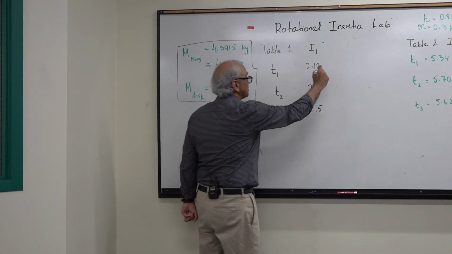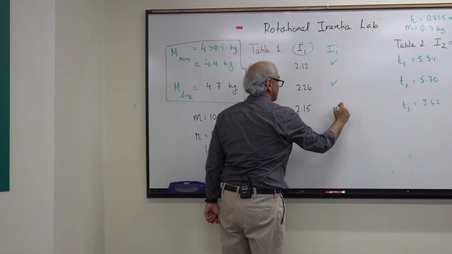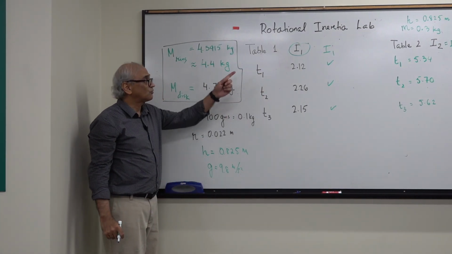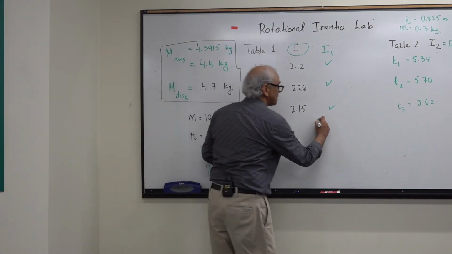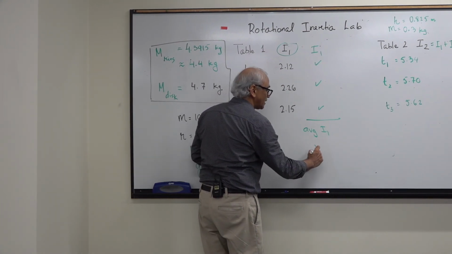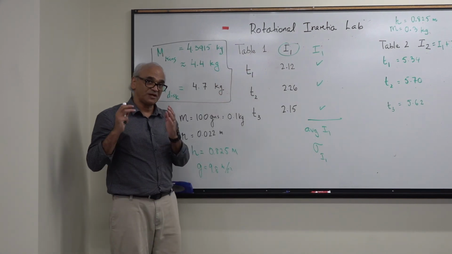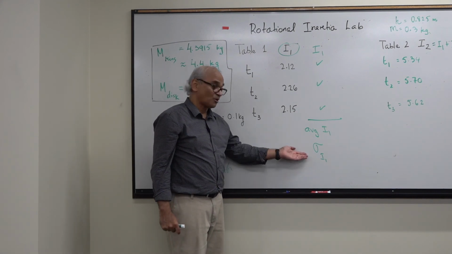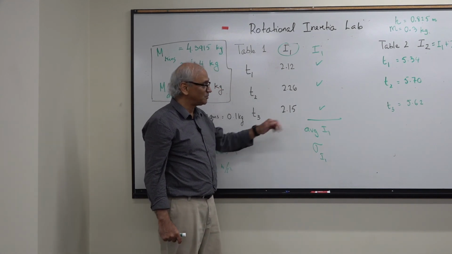What you're going to do is calculate I1 for each one of these times. Remember, there is a time in our equation. So you're going to get I1 for each one of these. And then you're going to take the average of these I1, average I1, and then you're going to calculate the sigma for this I1. By this time, you're very adept in finding sigma. You have already written a program, remember? Hopefully. And you can calculate that sigma for this I1. So that will be the first part.